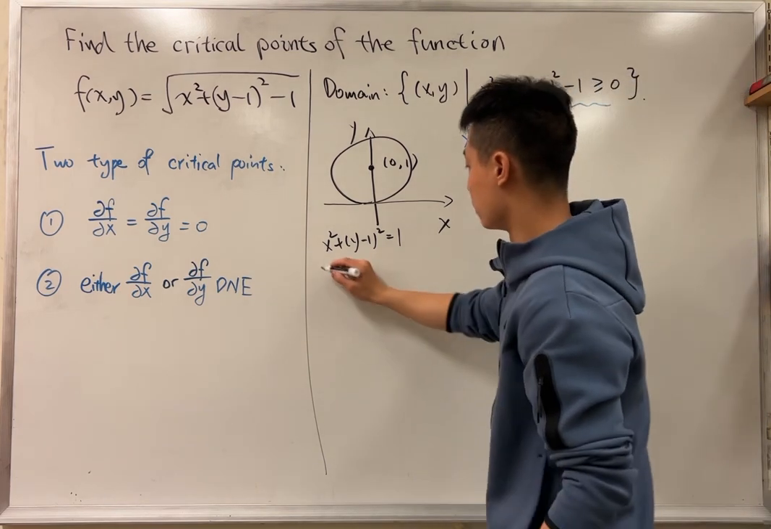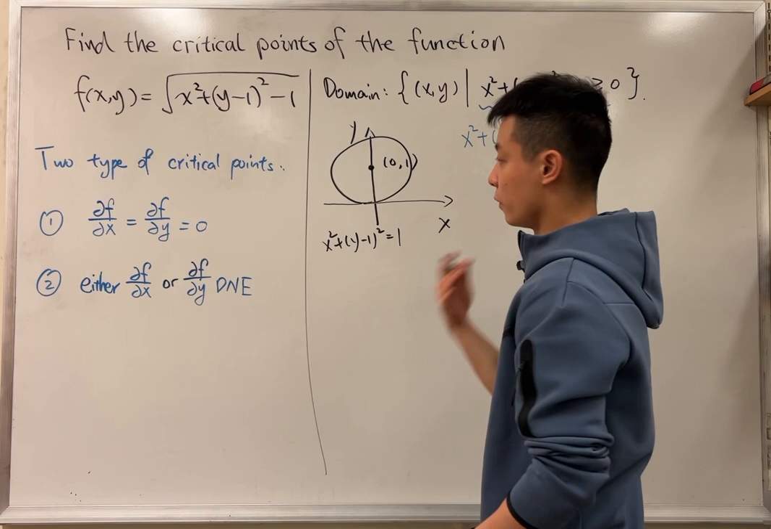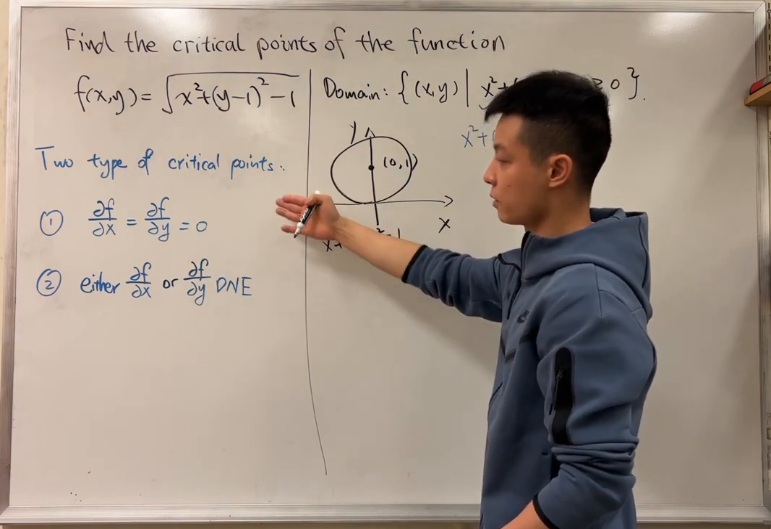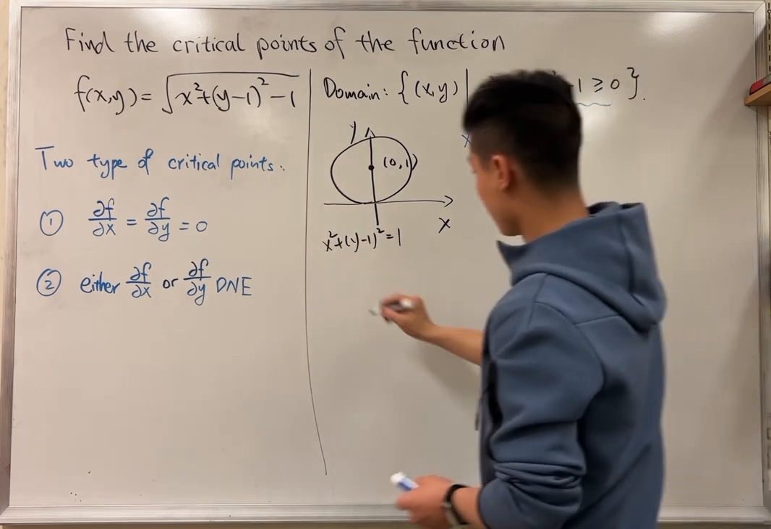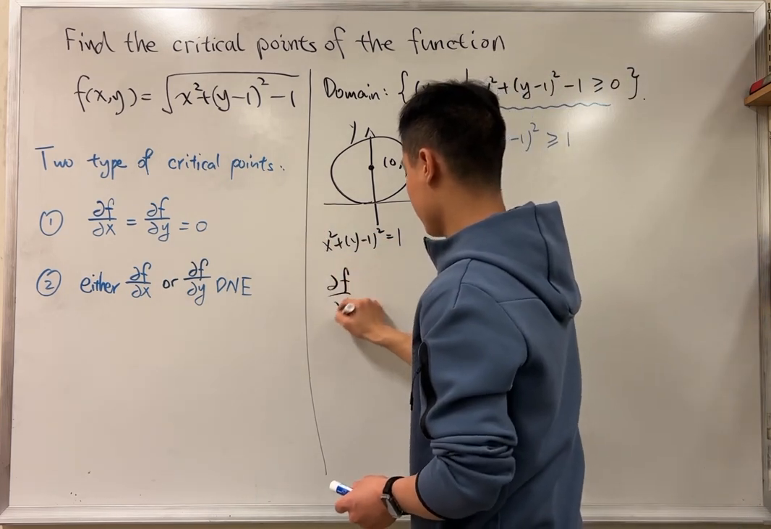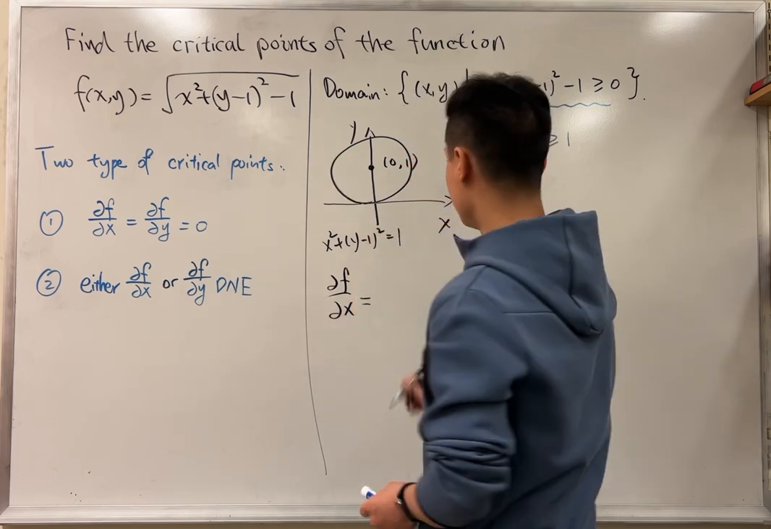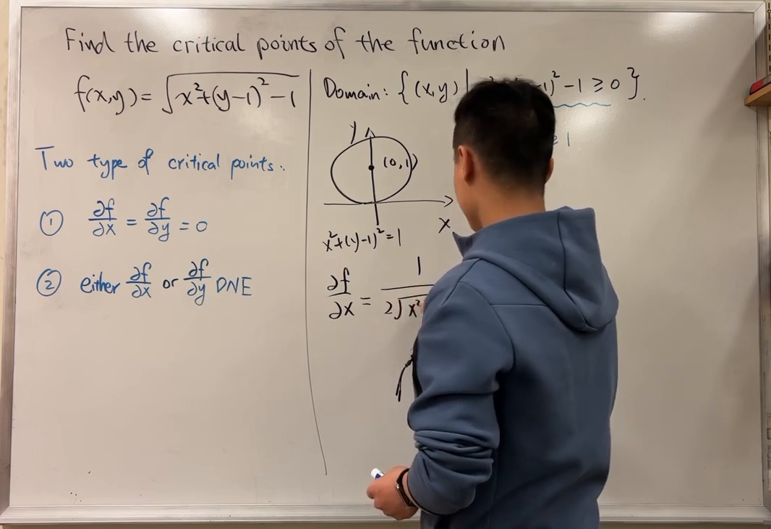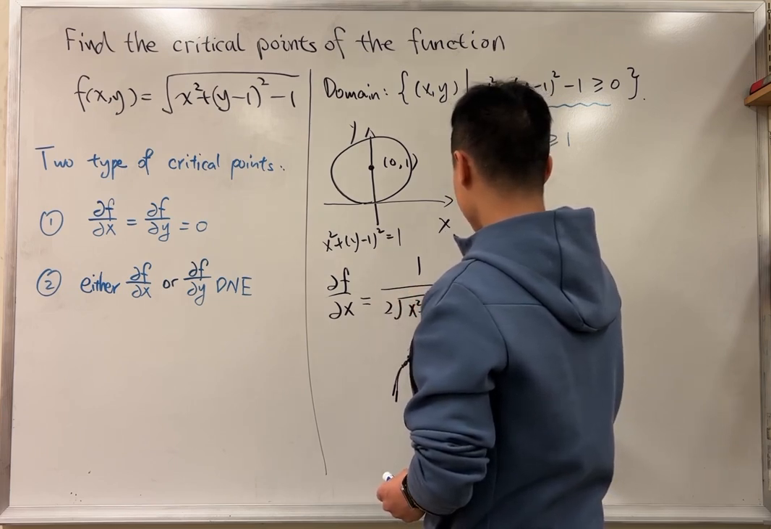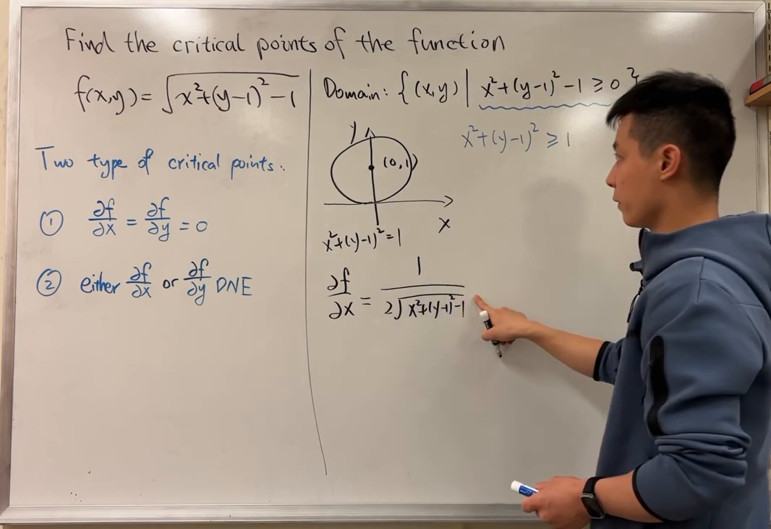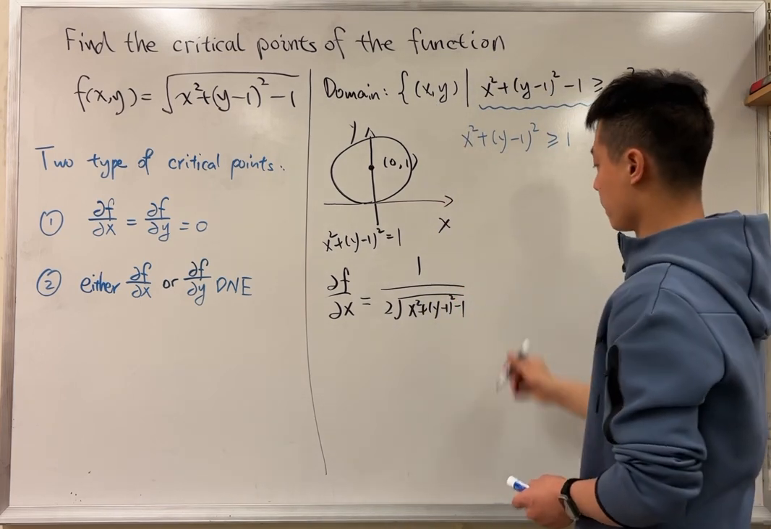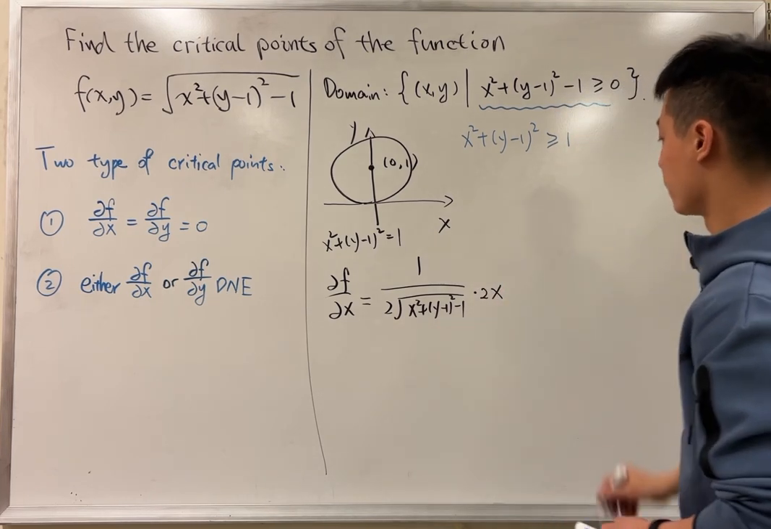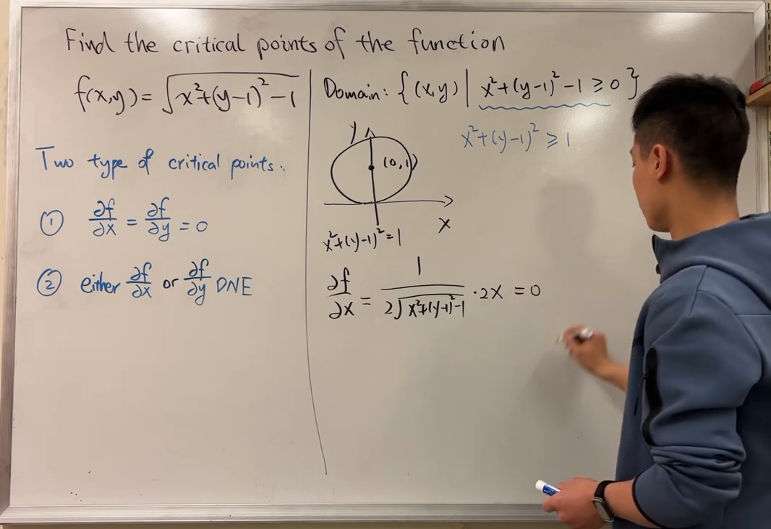And then after knowing the domain, now we can start differentiating the function to try to find the types of critical points like this and that. So we're going to do partial derivative with respect to x, and by the chain rule, we're going to have 1 over 2 times the square root of x squared plus (y minus 1) squared minus 1, and then multiply with the derivative of the inside function with respect to x, which is going to be 2x. Okay? And this is the partial derivative, and then we're going to set it to 0 and solve it.